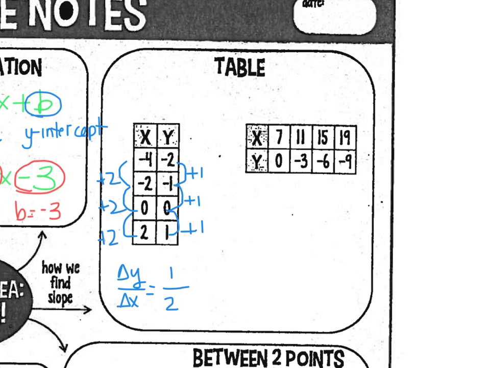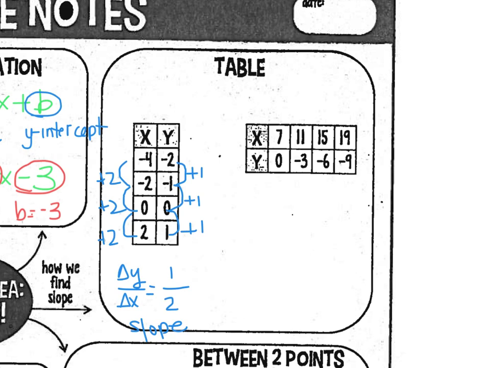You have to realize that it's a constant change throughout my whole table for my x values and for my y values. So with that, I know that my slope is 1/2. Never a decimal, always a fraction. Because my change in my y's, which was 1, over my change in my x's, which was 2.